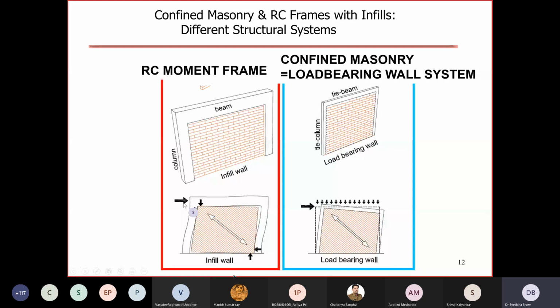In terms of structural or seismic behavior, in reinforced concrete frames with masonry infills, there are rigid connections between beams and columns. In confined masonry, all elements work together as a unique structure. So these tie columns and tie beams are just reinforcement to masonry, even though visually, once these buildings are constructed, there is a similarity in the appearance of these two systems.